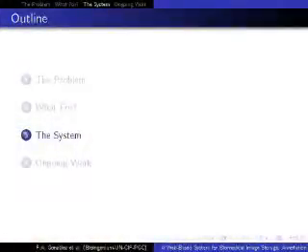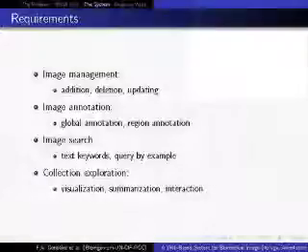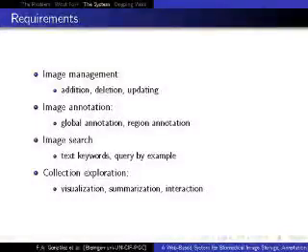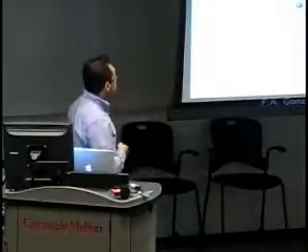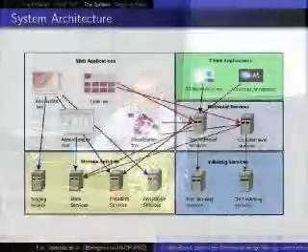So what are the requirements of the system that we built? We want image management: addition, deletion, updating, image annotation, global annotation, and annotations of regions. The user must be able to search using text keywords, but also query by example. This is very important because in some cases you don't even know how to describe what you are looking for, but you have an image and you want to look for those images which are similar to that one, and also to make the user able to explore the collection.